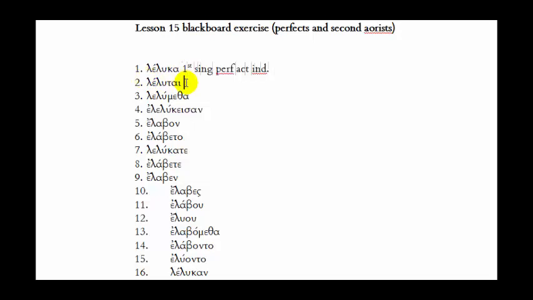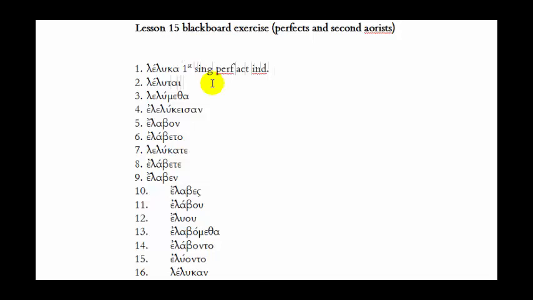Number two, lelutai. Well, remember your mai, sai, tai, metha, sthe, ntai. When do you see the mai, sai, tai, metha, sthe, ntai? Whenever something is a middle or a passive form, and indeed that's what this is. This is built off of lelumai, which is what? That's actually your fifth principal part, which gives the perfect middle passive forms.